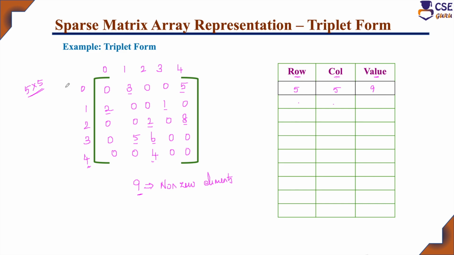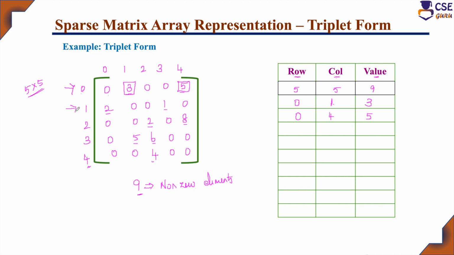First, consider the 0th row. In the 0th row, the first column value is 3. So the row index is 0, the column index is 1, and the non-zero value is 3. Next, in the same row, one more non-zero element is there. The row index is 0, the column index is 4, and the non-zero value is 5. Now the 0th row is over.